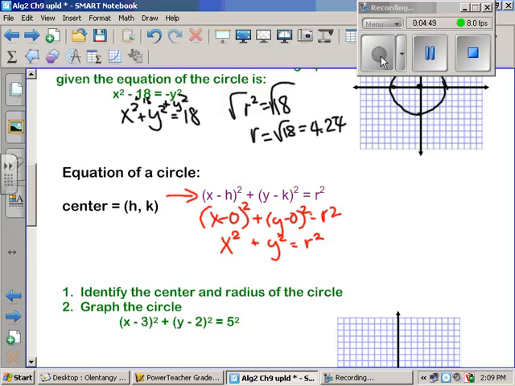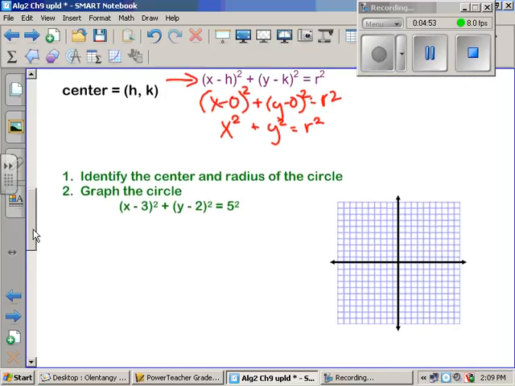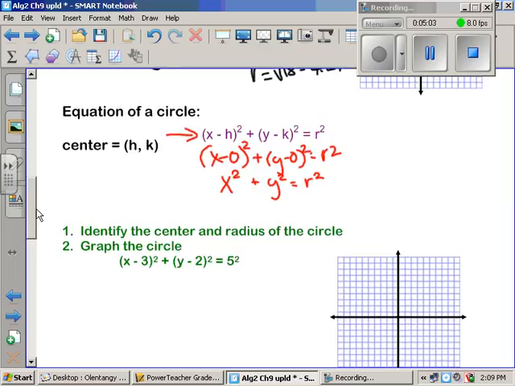So let's do a couple of practice problems where I give you the equation, and you tell me the center and then the radius and graph it. Keeping in mind this formula, (x minus h) squared plus (y minus k) squared, what is the center?